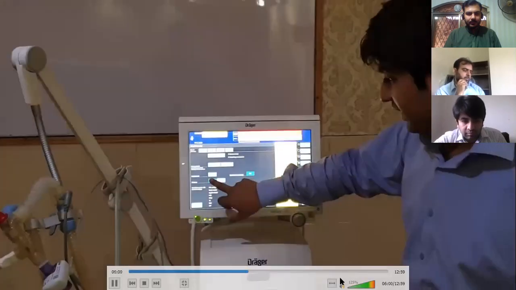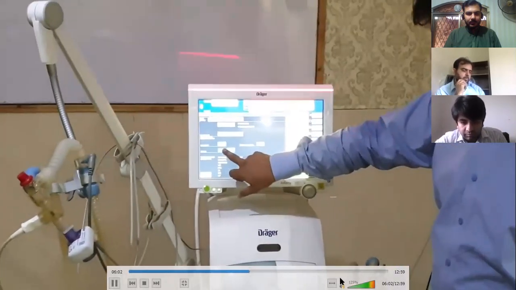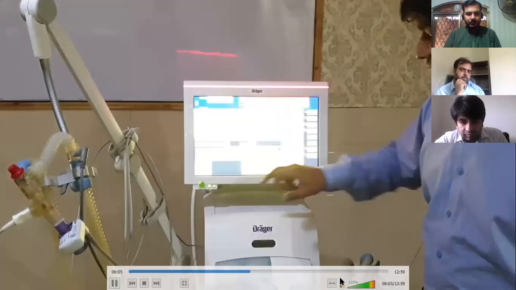The next option is ventilation or oxygen therapy. We will choose ventilation, and then we will move toward the ventilatory settings.